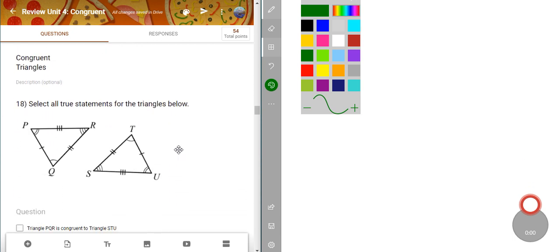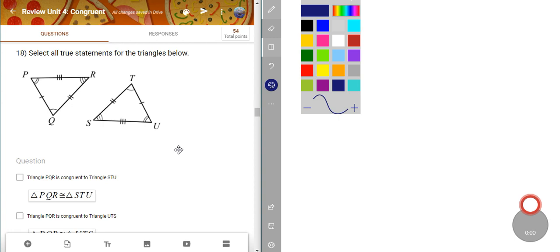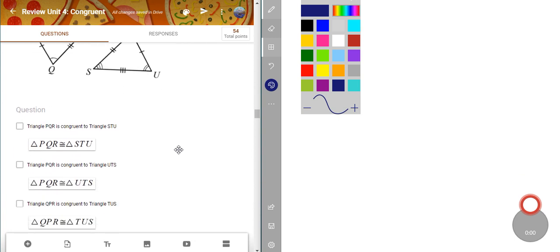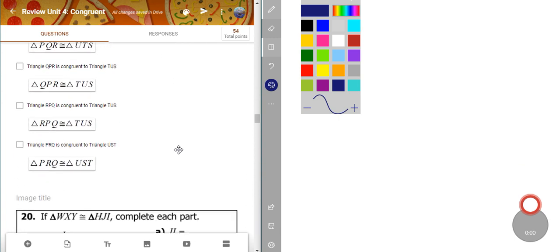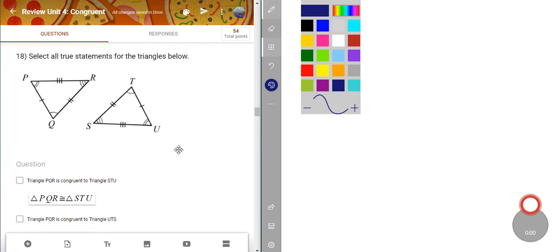14, jumping to 18. Yes, I cut some of these problems out. You're welcome. Select the true statements for the triangles below. Triangle PQR is congruent to... Okay, so these are just congruency statements, and you gotta go select the ones that are true.